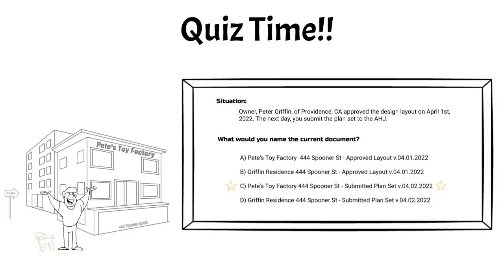If you answered C, you are correct. The answer is Pete's Toy Factory, 444 Spooner Street, submitted plan set, V0402-2022.